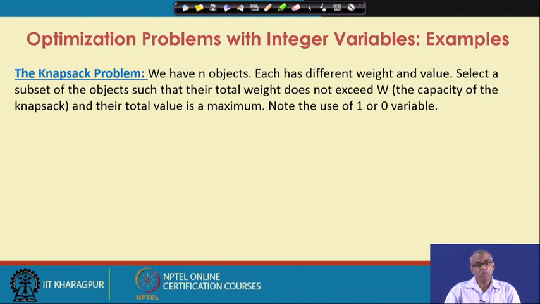So, basically you have n objects, each object has different weight and different value. So, you have to select a subset from these n objects and you will try to maximize the value, but you also have to take care that the total weight of the objects does not exceed the capacity of the knapsack. So, note the use of 1 or 0 variable, to select a particular object or not to select. If you select, we call it 1, if we do not select, we assign 0 to it.